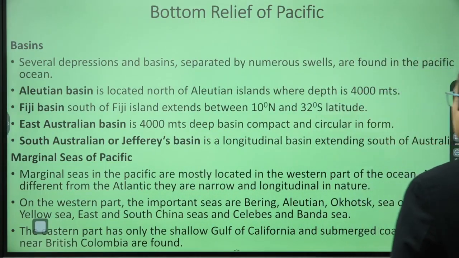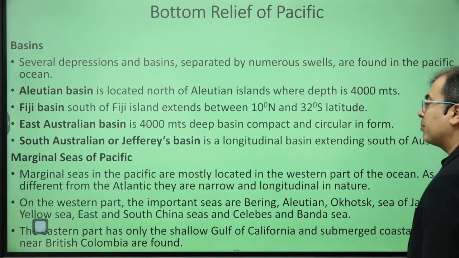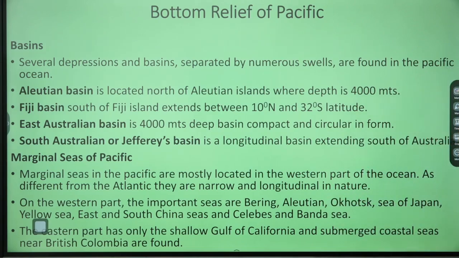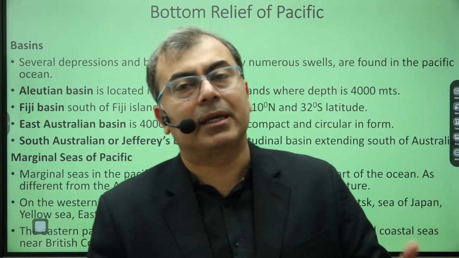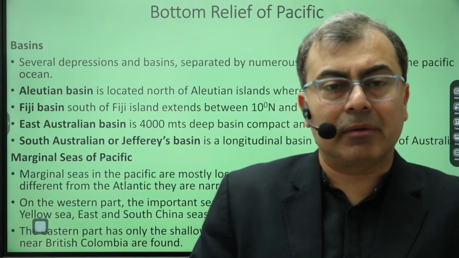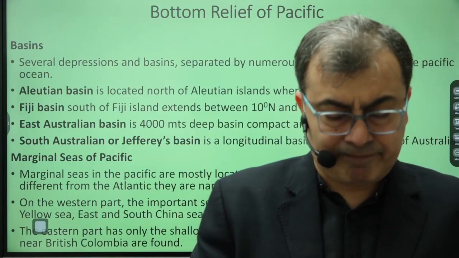Marginal seas are mostly located on the western part of the ocean. We've already looked at that. In different forms, in the Atlantic, they are narrow. On the western part, the important seas are Bering, Aleutian, Okhotsk, Sea of Japan, Yellow Sea, East China, South China, Celebes Sea, Banda Sea. The eastern part is Gulf of California and near British Columbia, that's it. So whatever there is, it is in the north. I think we are comfortable with that. Oceans, ocean bottoms, everyone comfortable?